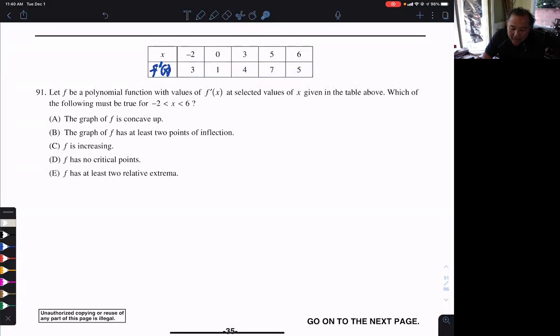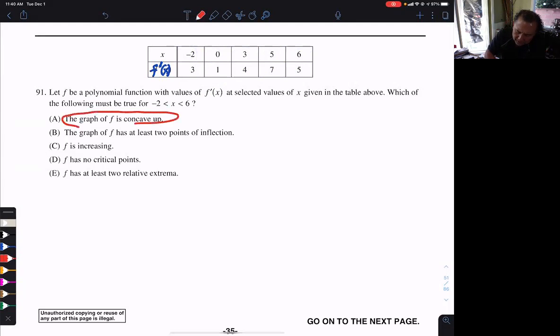You do not know what's happening between -2 and 0. The derivative could have went from 3 to -10 back up to 1. The derivative could have been negative between those. You don't know. You're just given the derivative at 5 specific points. You don't know what the derivative is between those. You do not know that. Okay? So based on that, let's go ahead and look at question A, or part A.